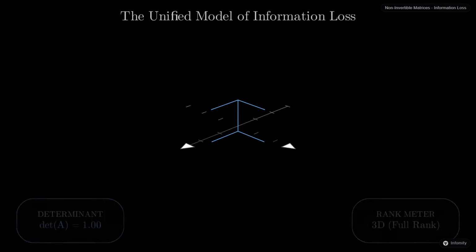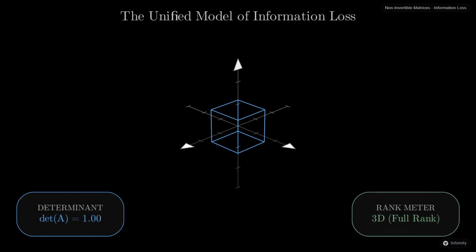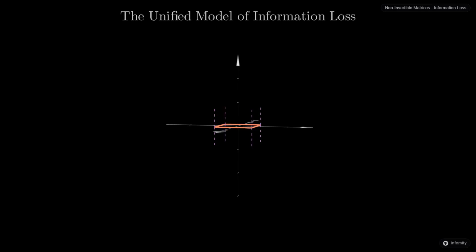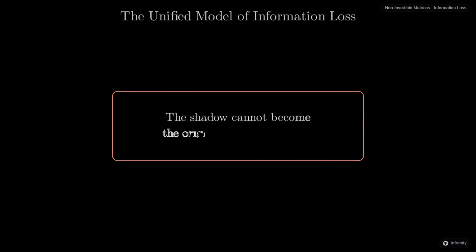This is our terminal insight. A non-invertible matrix is not a mathematical error, but a spatial trash compactor. When the determinant is 0, the rank drops, and space permanently collapses into a lower dimension. Ultimately, the shadow cannot become the original object again.